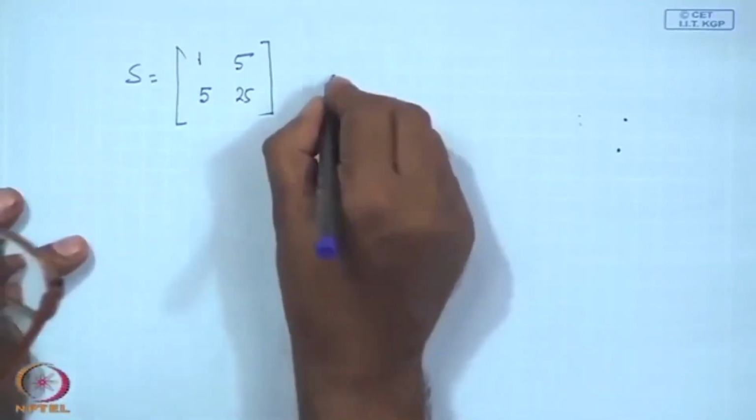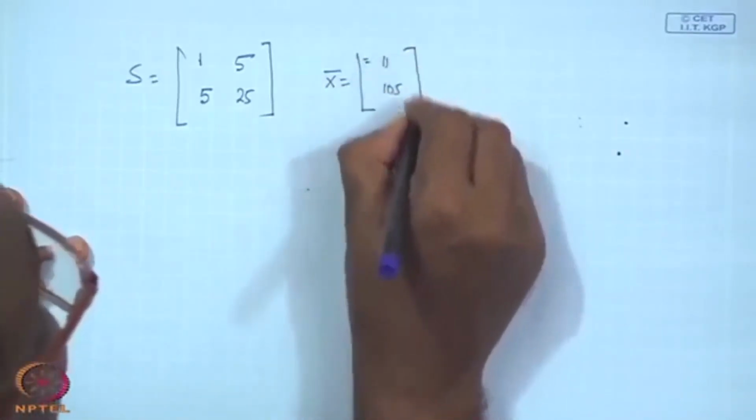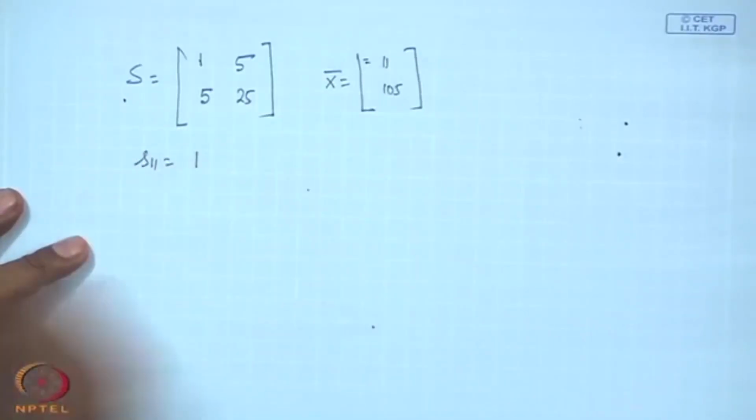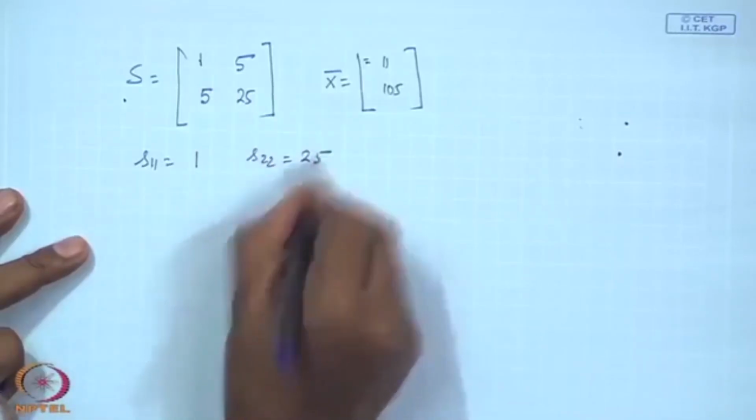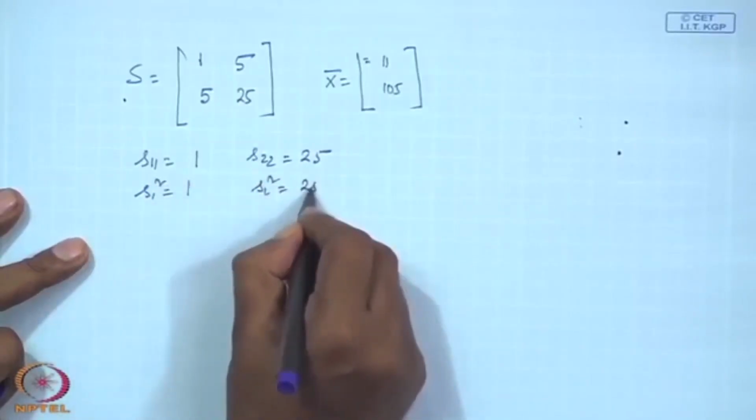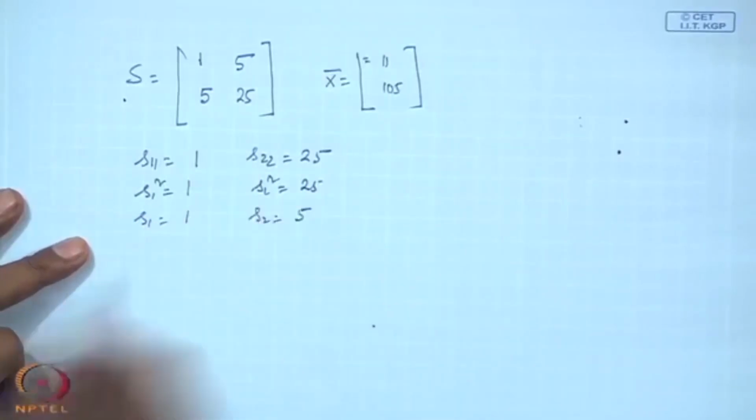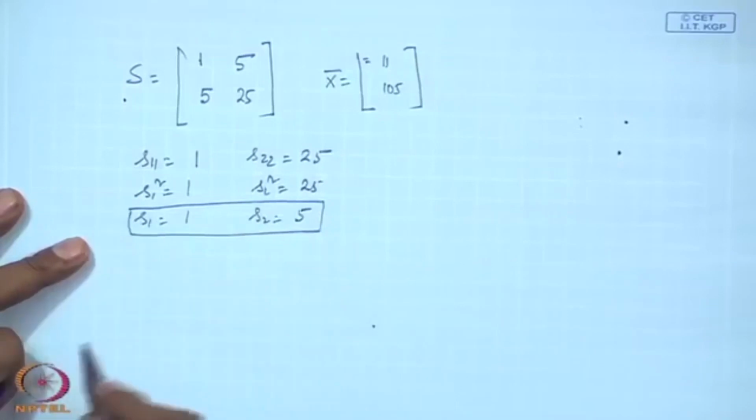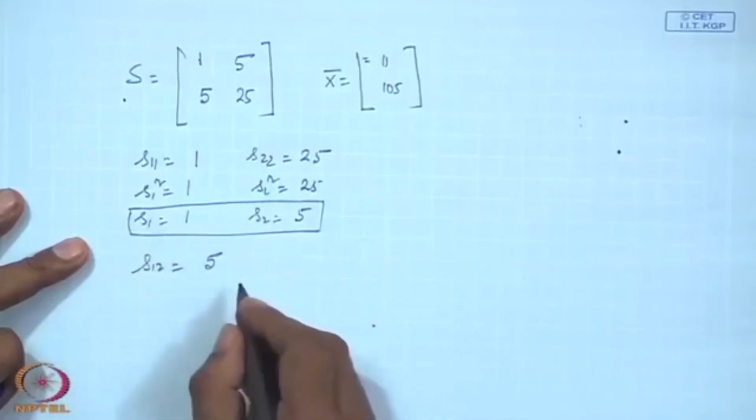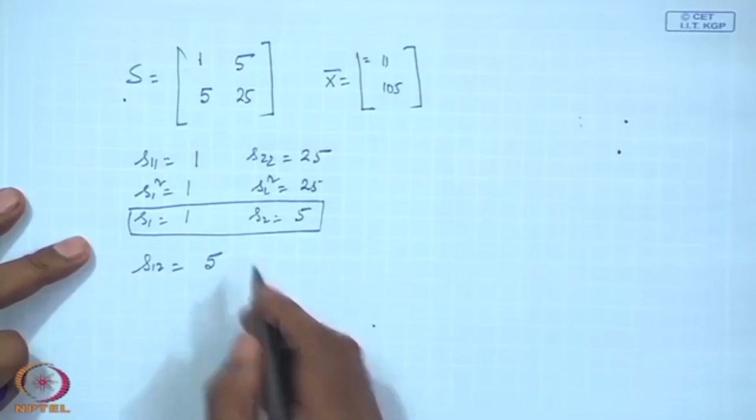So, you have already computed x bar, which is your 11 105, and your S is this. That means S11 is 1, S22 is 25. What does it mean? S1 square equals 1 and S2 square equals 25. So S1 equals 1, S2 equals 5, that is the standard deviation in both cases, and S12, which is 5, is the covariance between x1 and x2.